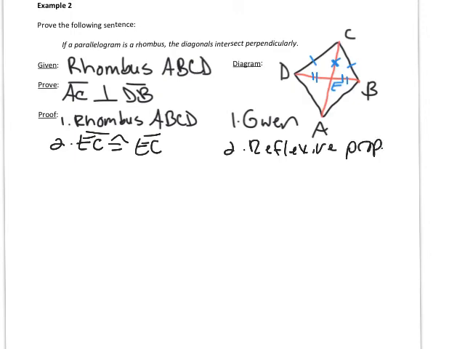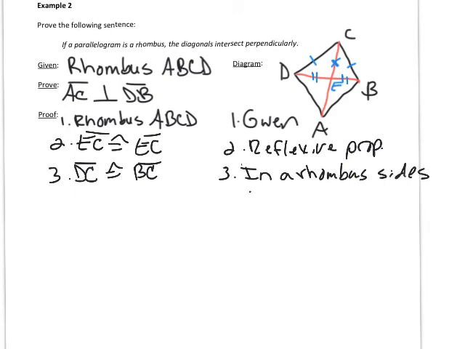Okay. We know that DC has to be congruent to BC because rhombuses are equilateral, meaning all sides are the same length. Rhombuses, rhombi, I don't know. In a rhombus, sides are equilateral.